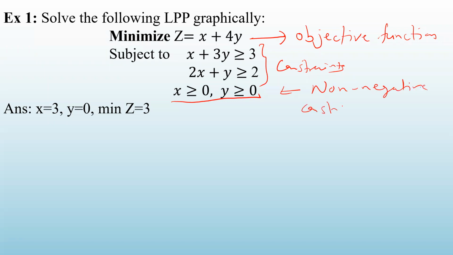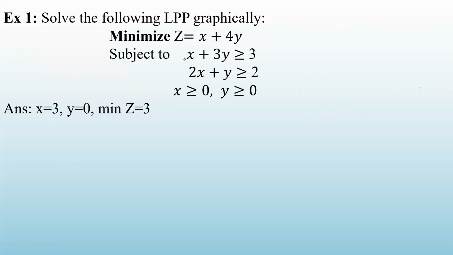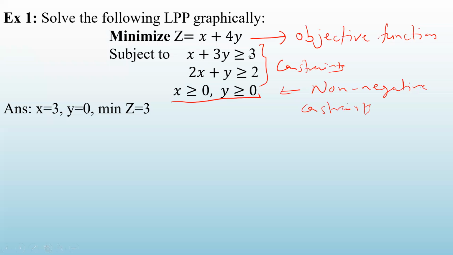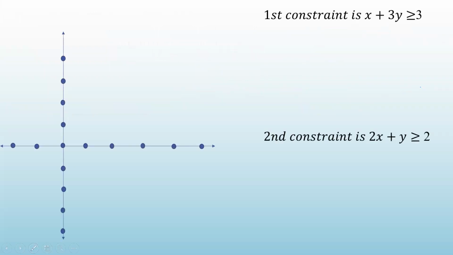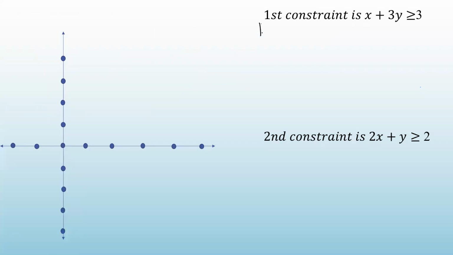Okay, or non-negative restrictions. So let us solve this problem. The first constraint is x plus 3y greater than or equal to 3. To draw this inequality on the graph paper, we will require what? To draw the line. So we will draw the line first.